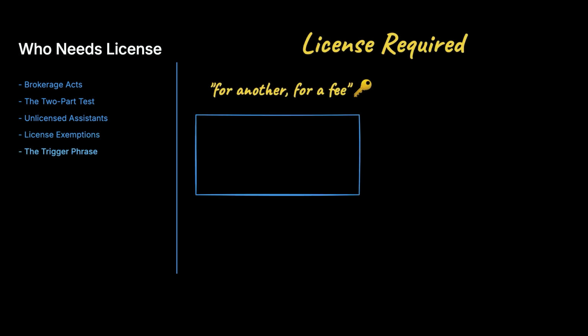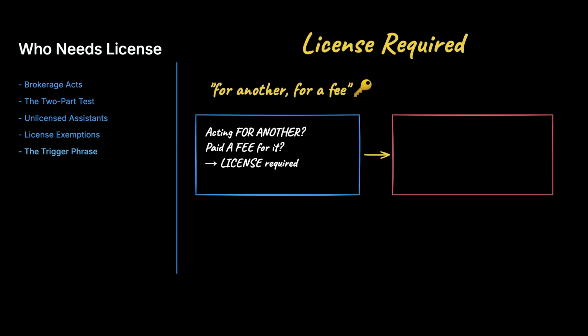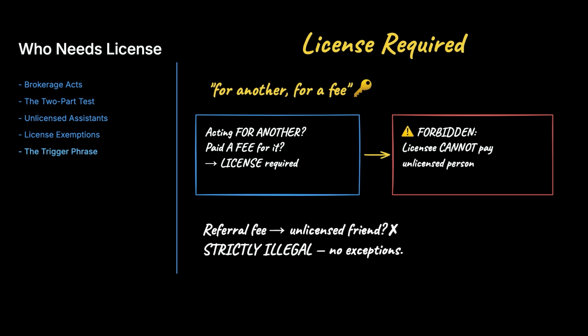To remember the trigger, repeat this phrase: for another, for a fee. If both are true, you need a license. And keep one more rule front of mind. A licensee may never pay or share compensation with an unlicensed person for licensed acts. So that referral fee to an unlicensed friend is strictly forbidden.